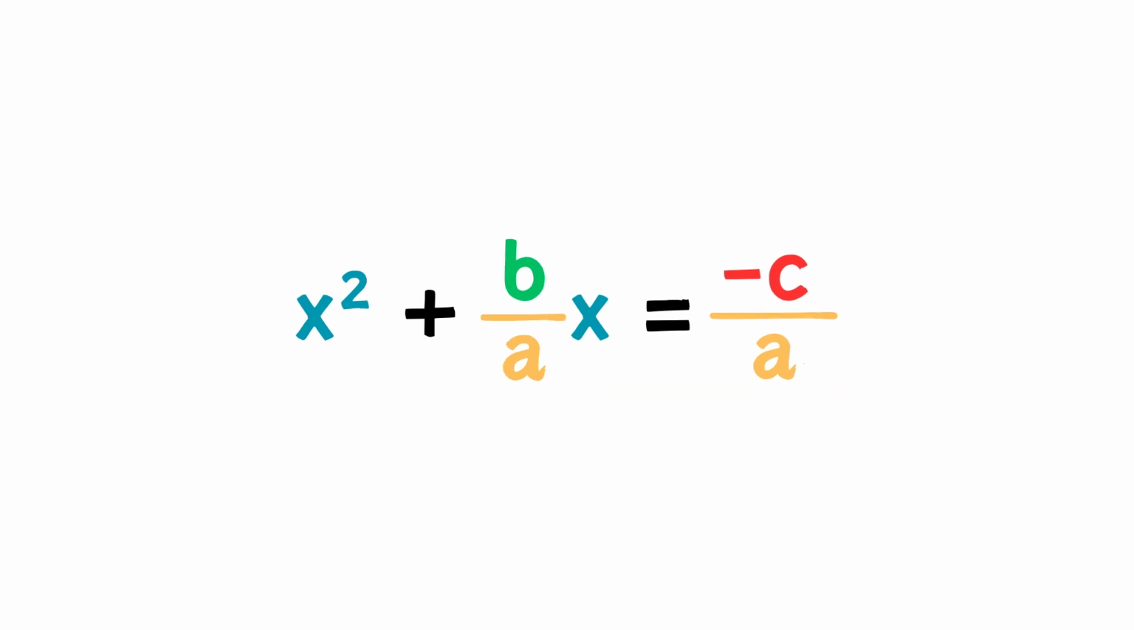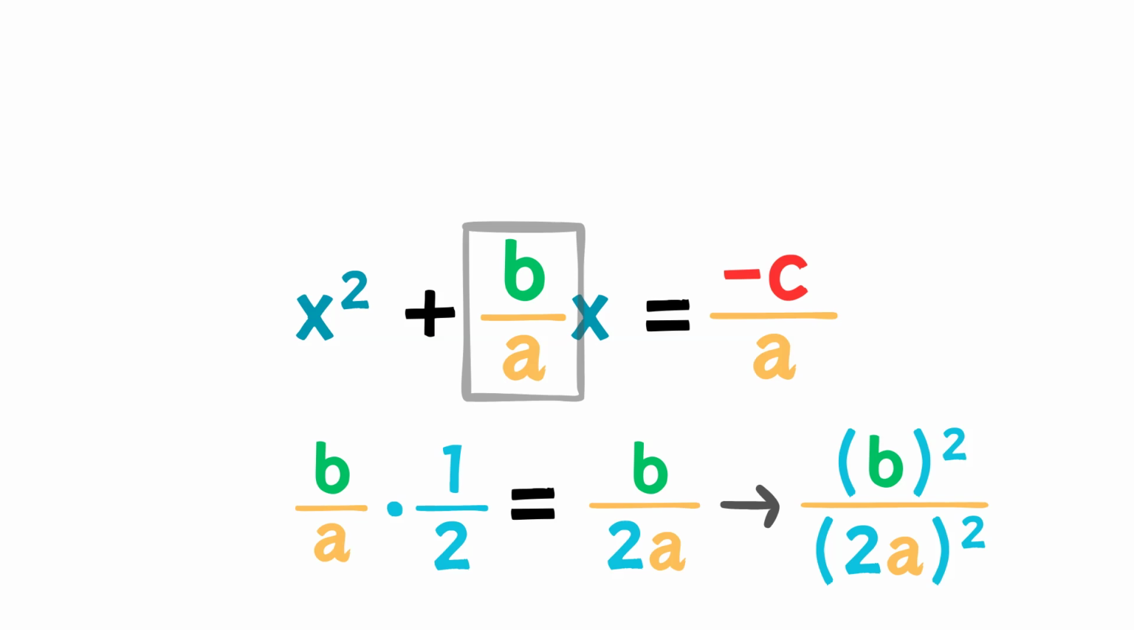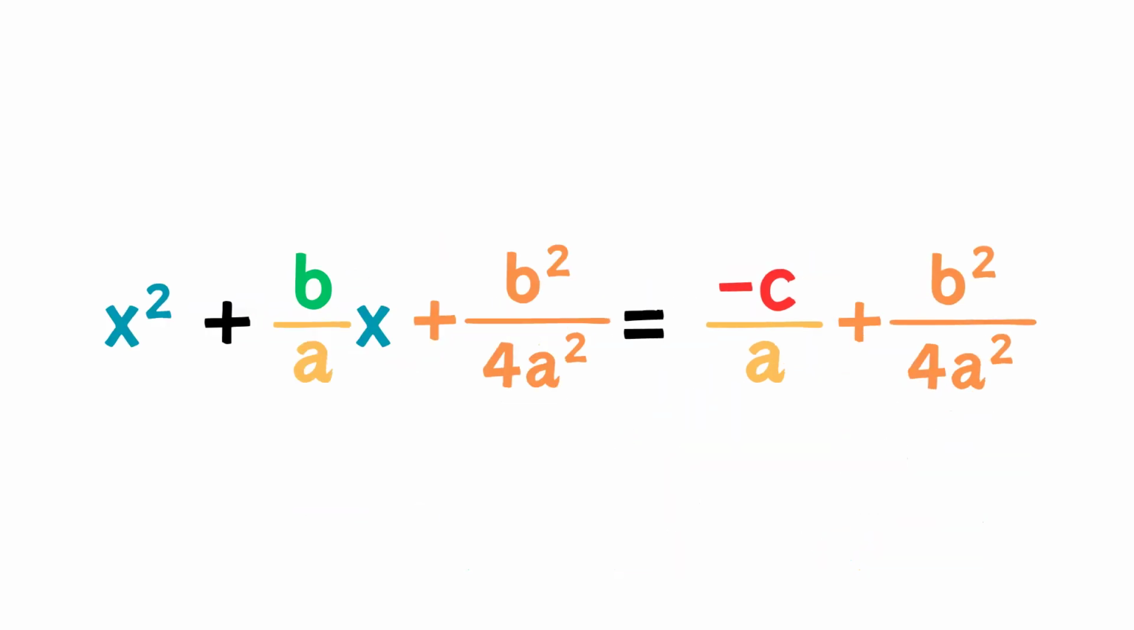Now, what's the next step to completing the square? First, we take the coefficient of x, b over a. Then we take half of this, b over 2a, and square it. This gives us b squared over 4a squared. Next, we add this to both sides.